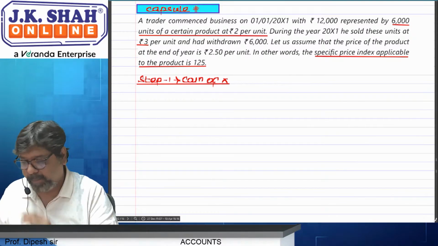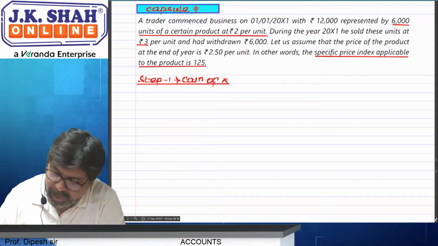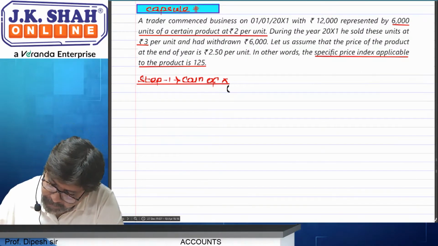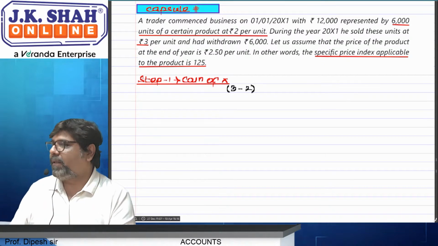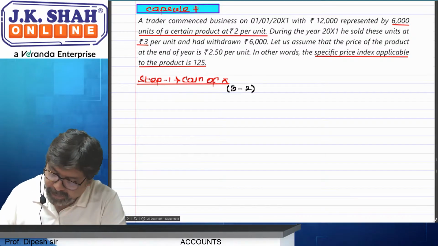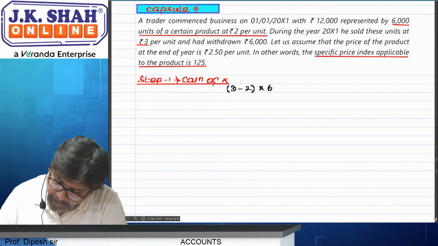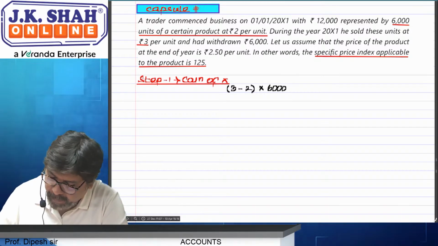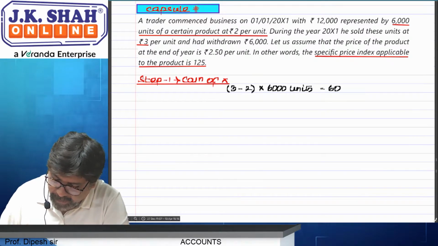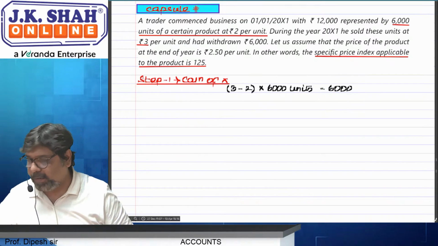Correct. Now, selling price is 3 rupees. Cost price is what? 2 rupees. How many units you sold? So my wonderful chartered profit is how much? 6,000, 6,000.